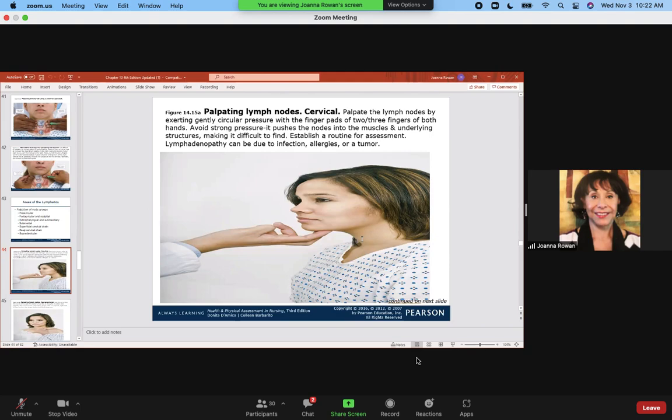The only thing that you have to know about the lymph nodes is that whenever you are palpating the lymph nodes, you should not be able to palpate them. If you palpate them, that is an indication of infection. So lymph nodes are non-palpable.